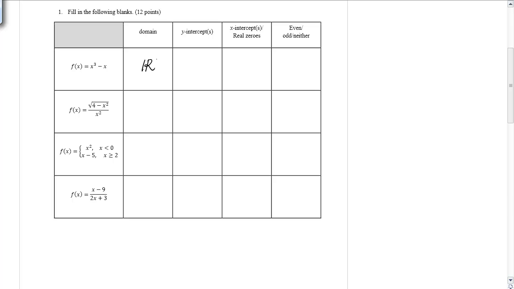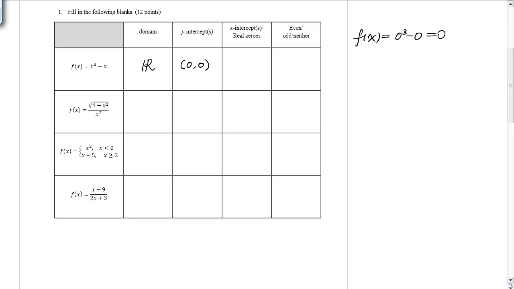The y-intercept of a function is determined by plugging in x equals 0. Therefore, when x equals 0, f(x) equals 0 to the third power minus 0, which is again 0. Therefore, the y-intercept for this function is (0, 0), which is the origin.